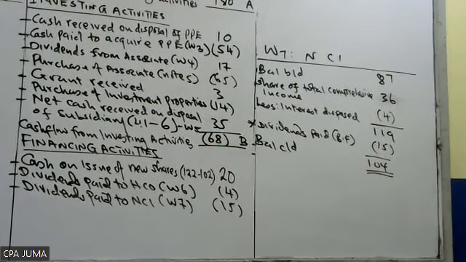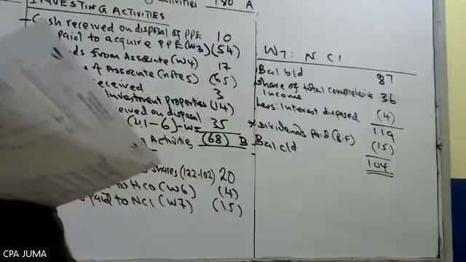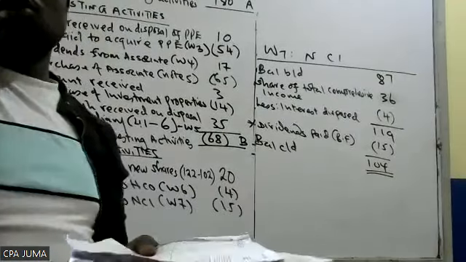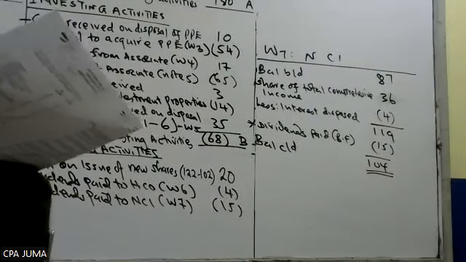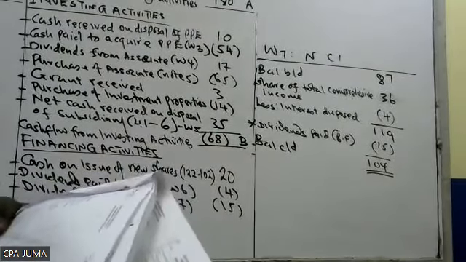Let's go to the loans. Then we are done. When we go to the loans, at the start of the year, loan was 152. You understand the working? Then they sold the subsidiary. The subsidiary went with a loan of 30. So subtract: 152 minus 30 is 122. So the loan should be remaining 122.